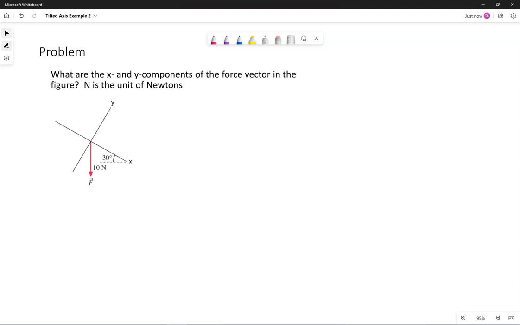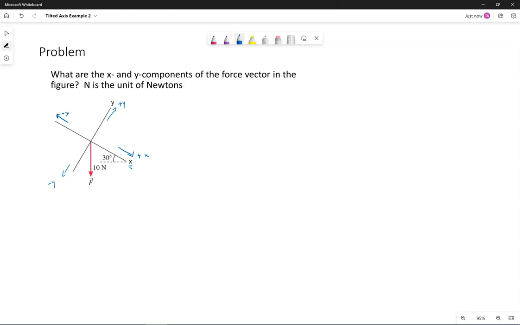Again, when we deal with the coordinate system given, they're showing us that down this way is positive x, up this way would be negative x. Anything pointing up towards the y would be the positive y direction. Anything pointing down would be the negative y direction.